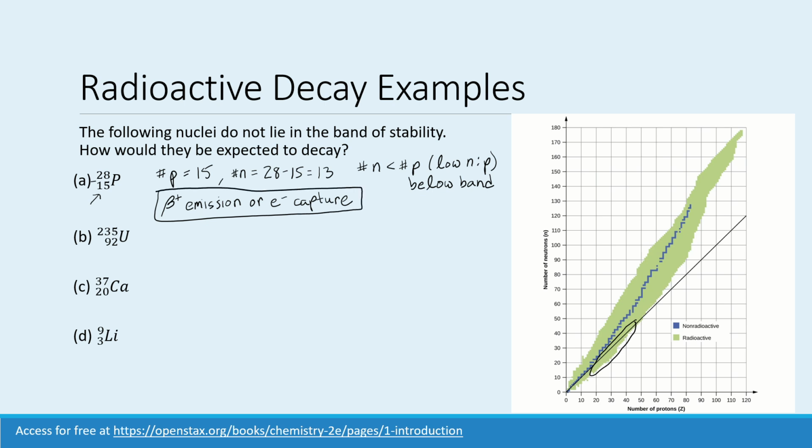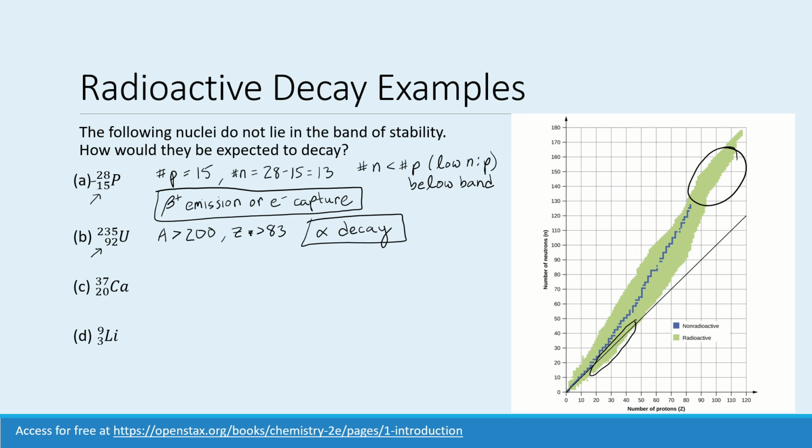Now in the second example, again looking for those heavy nuclei, we do have 92 protons. The mass number, A, is greater than 200, we're at 235, and the atomic number is greater than 83. So we have a very heavy nuclei. We're in this region up here, beyond where the band of stability ends, and so we're going to have an alpha decay. That's where you'll lose the most mass.